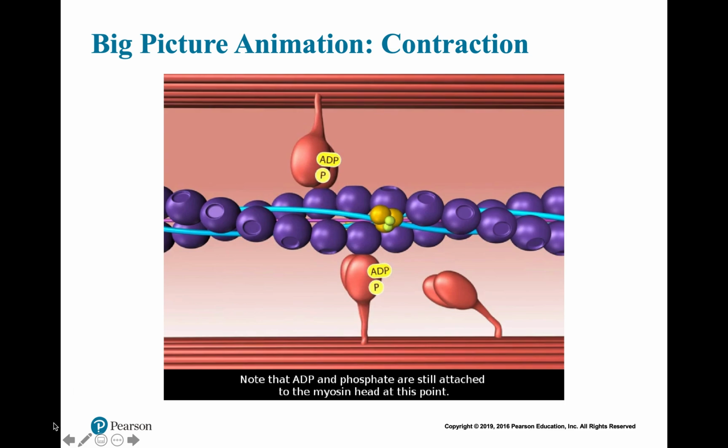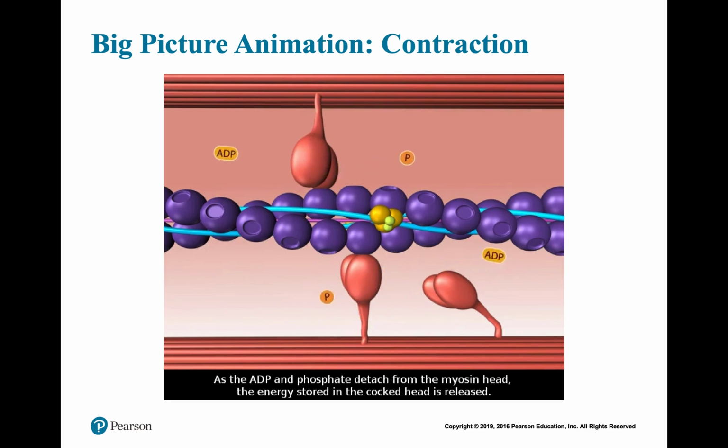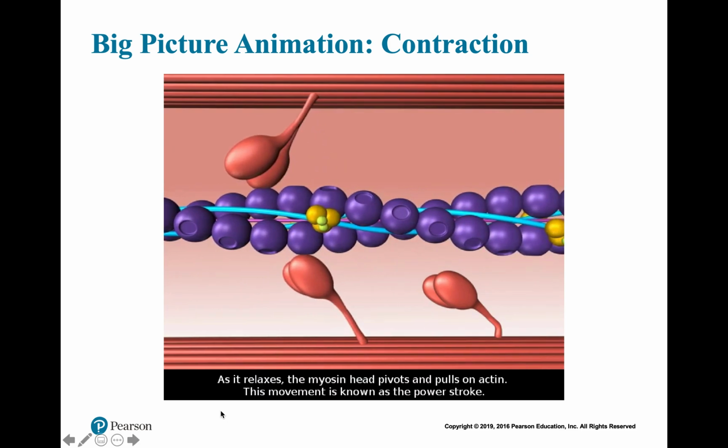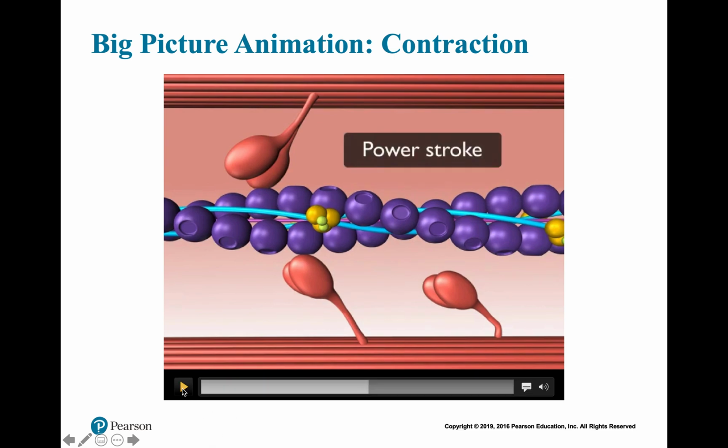Attached to the myosin head at this point. As the ADP and phosphate detach from the myosin head, the energy stored in the cocked head is released. As it relaxes, the myosin head pivots and pulls on actin. This movement is known as the power stroke.